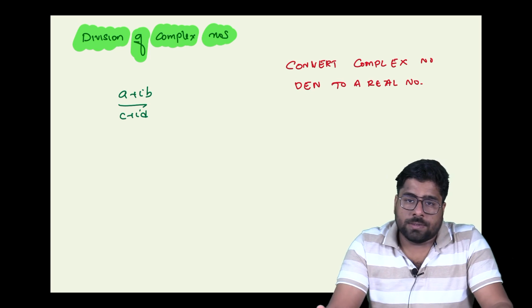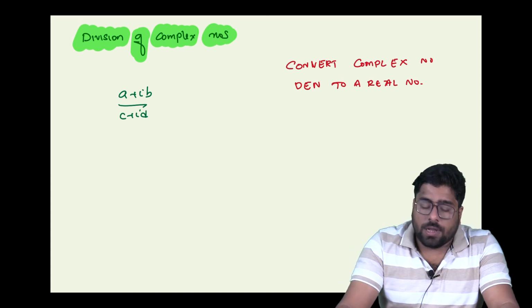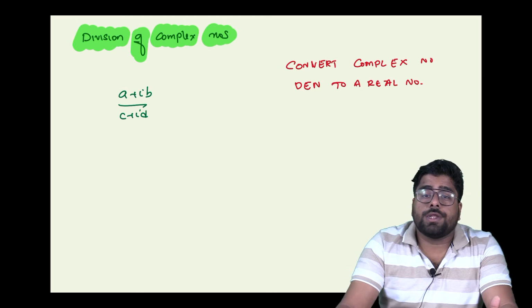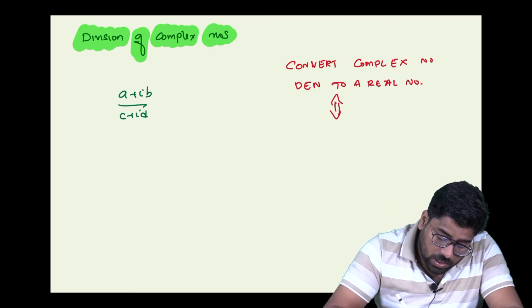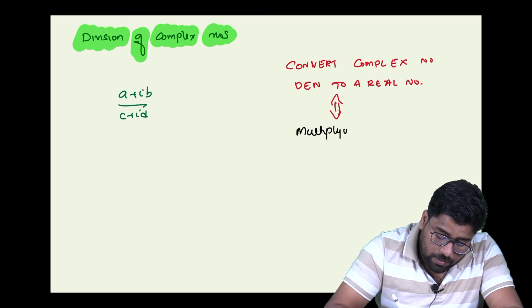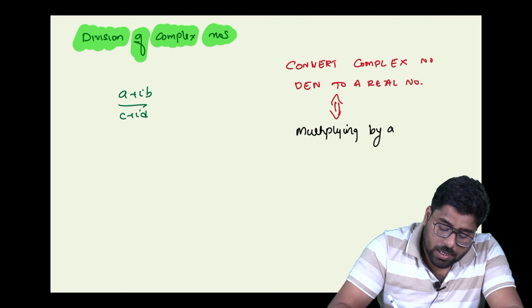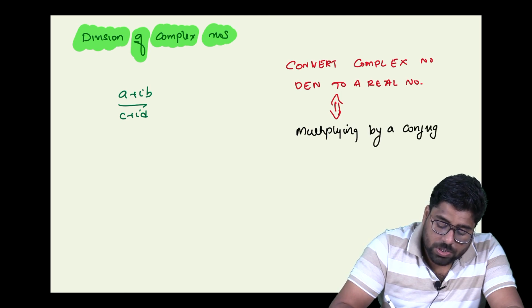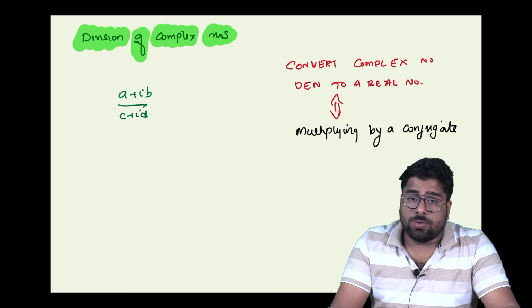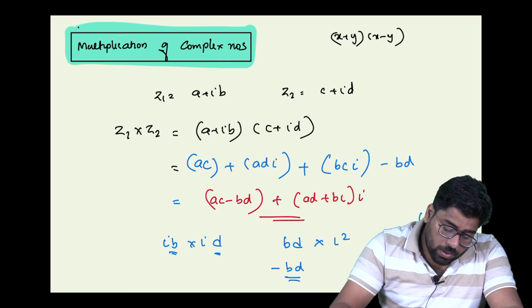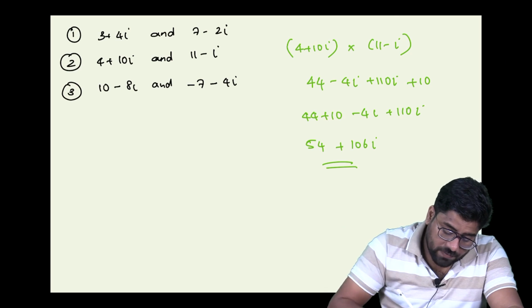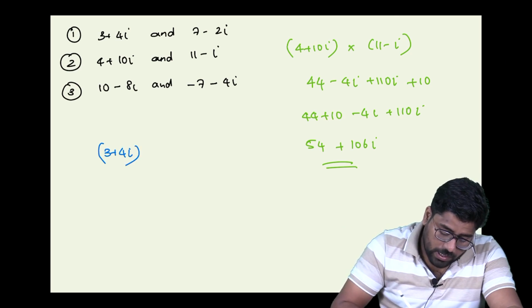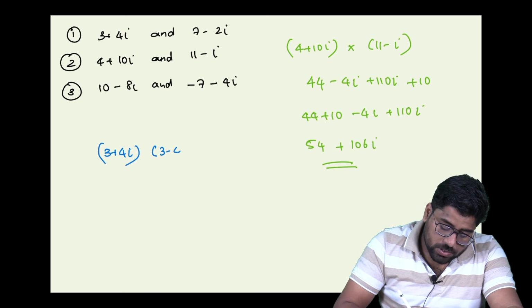And how do you achieve that? How do you convert a complex number in the denominator to a real number? Please note everyone, that is done by multiplying by a conjugate. Now let us see how to do that. If I want to convert 3 plus 4i into a real number, I can multiply it using 3 minus 4i.